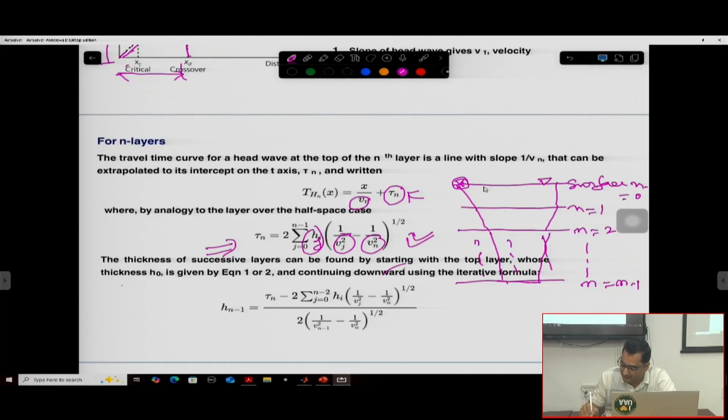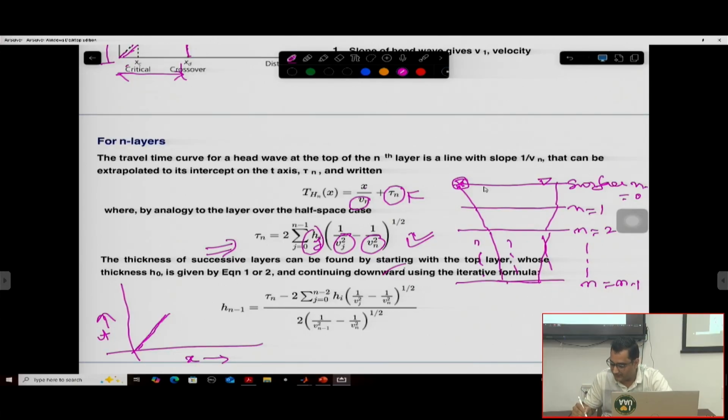So basically, let's suppose you are dealing with n number of layers, and this is your travel time curve. Here you have the x, here you have the time, and here there is the direct wave. The direct wave will be the same, right? Even in a single layer, even in n number of layers, because that is traveling directly from source to the receiver. So the direct wave will be there, and that will have a slope of 1 by v naught. But the head wave will change for each of the interfaces. As you go deeper, the slope of the head wave will keep on reducing because velocities are increasing.